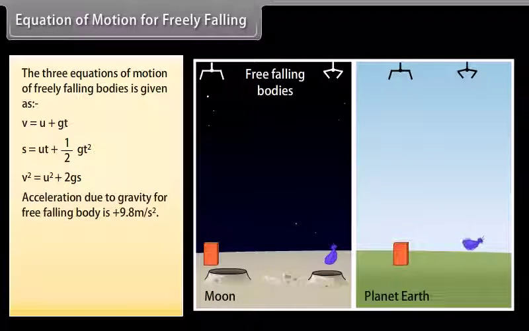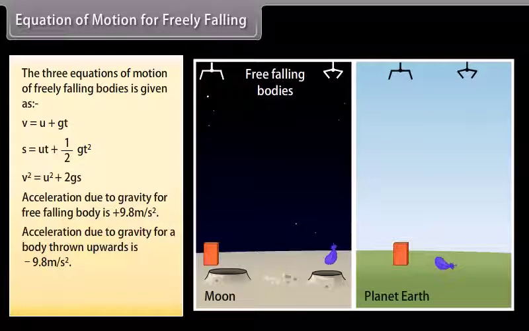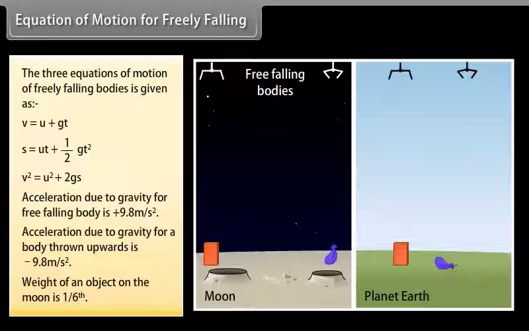Acceleration due to gravity for a free falling body is plus 9.8 meter per second square. Acceleration due to gravity for a body thrown upwards is minus 9.8 meter per second square. Weight of an object on the moon is 1 upon 6th.